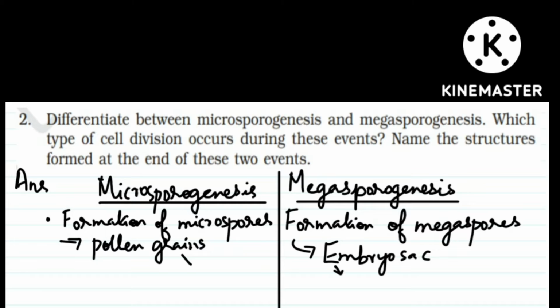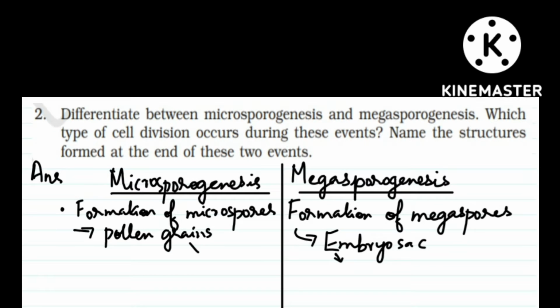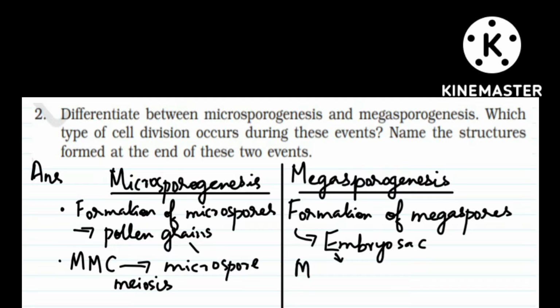Now for the second part of the question, which type of cell division occurs during these events? If the microspore mother cell has to become microspore, the type of cell division is meiosis. Similarly, if the megaspore mother cell has to get converted to megaspores, then the type of division is meiosis.